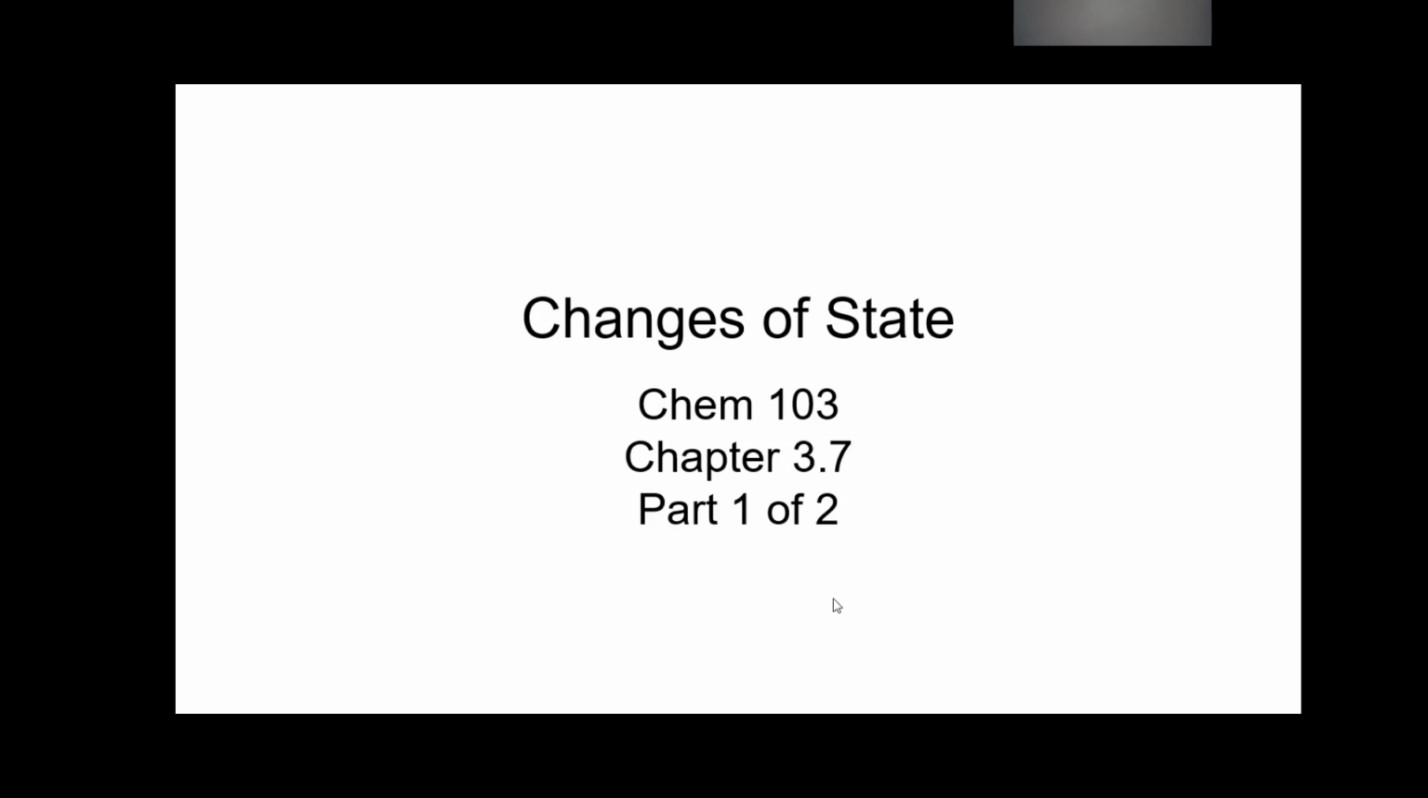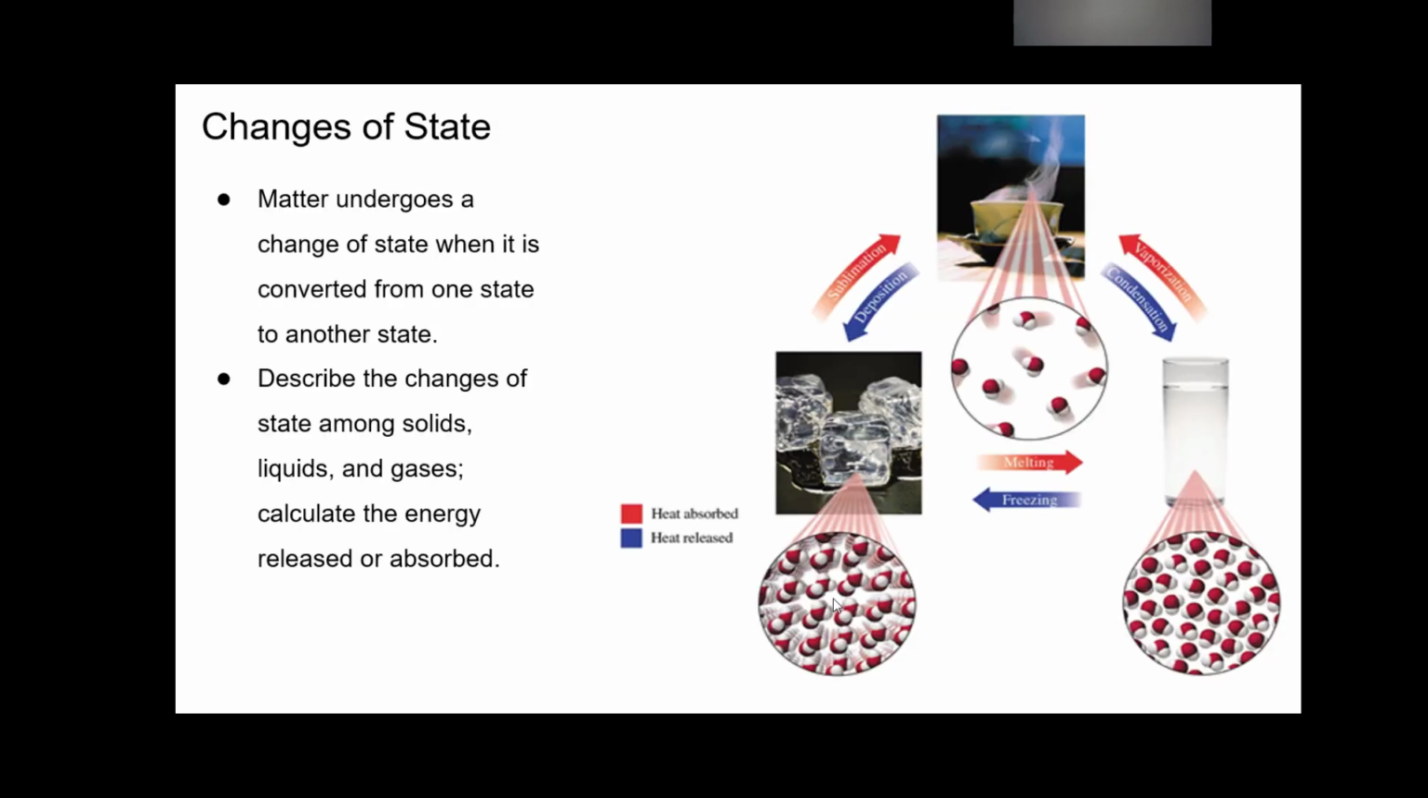I want to note that this tends to be one of the hardest chapters in chapter 3. So take your time, go over the work, do your reading, do as much as you can, and pay attention to the examples that are given to you to help you understand the content. Changes of state. Matter undergoes a change of state when it is converted from one state to another.